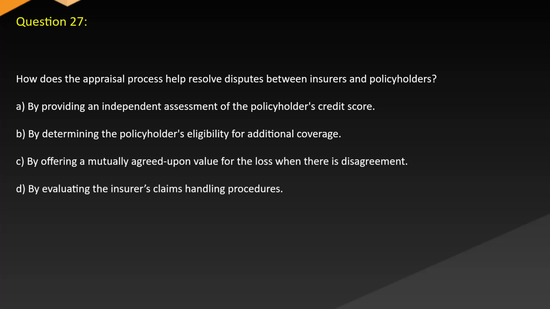How does the appraisal process help resolve disputes between insurers and policyholders? A. By providing an independent assessment of the policyholder's credit score. B. By determining the policyholder's eligibility for additional coverage. C. By offering a mutually agreed upon value for the loss when there is disagreement. D. By evaluating the insurer's claims handling procedures.